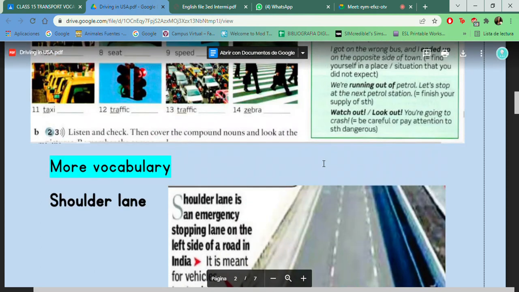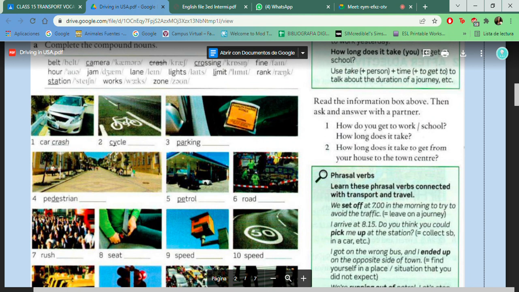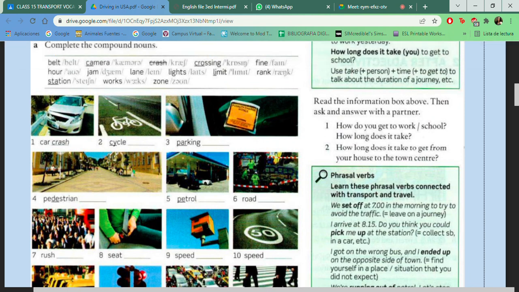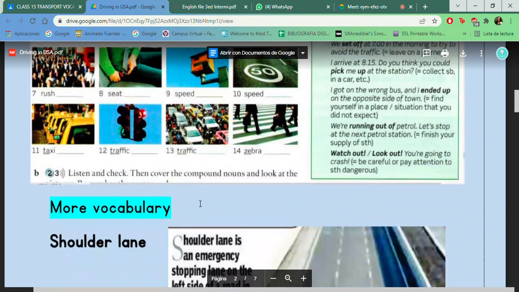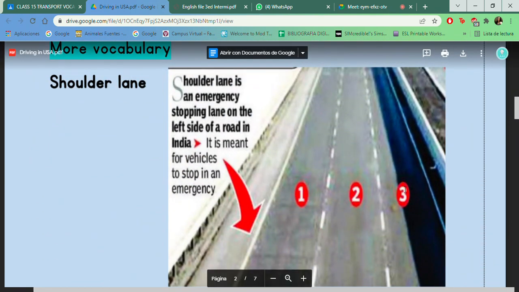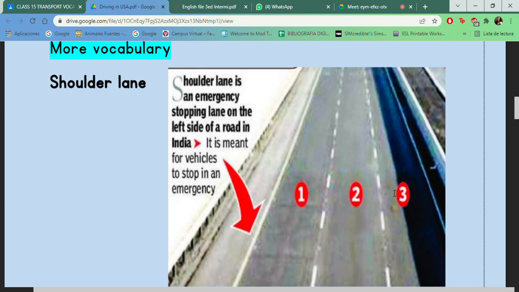Now we have what we call lanes. These are lanes. Well, here you have the cycle lane. This is a specific lane for cycling. For Fabri, right? When he went to work by bike, I don't know if you had a cycle lane. But yes, for example. So these number 1, 2, 3 are what we call lanes. Then you have a shoulder lane, that is an emergency stopping lane on the left side of a road.